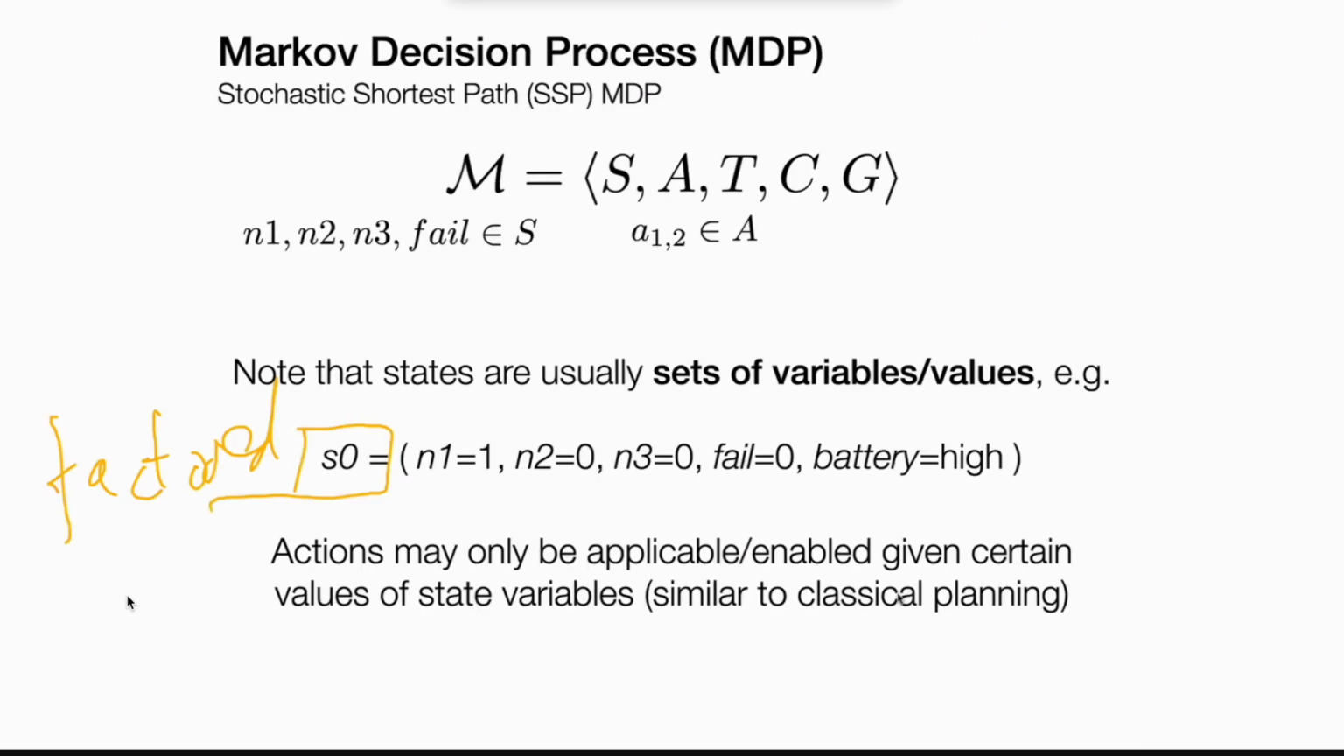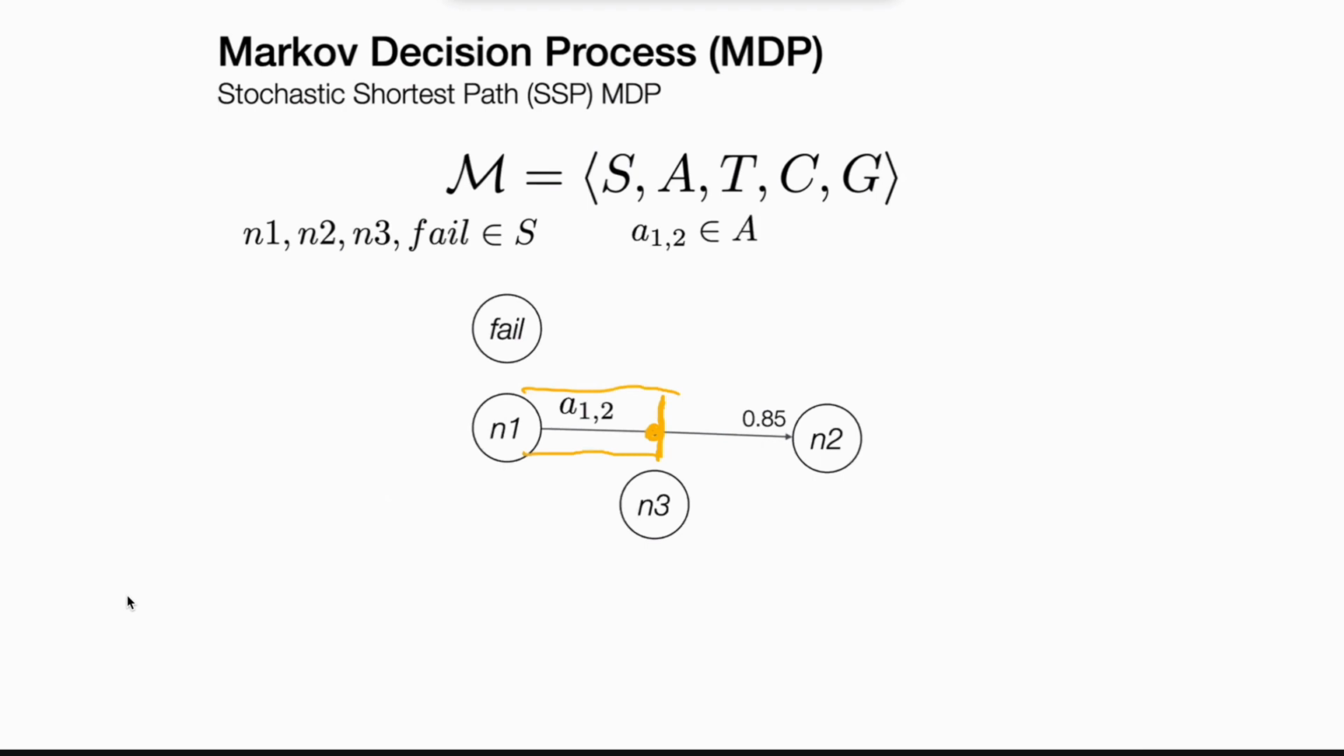Okay, so that's the model, right? The model looks like this. This is just one action. For a planning problem for robots, we then have lots and lots of actions like this, okay?